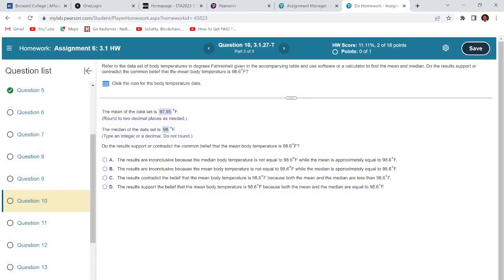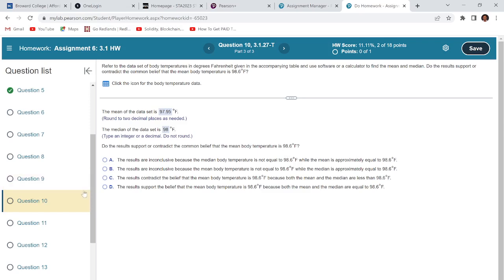So the next question is, do the results support or contradict the common belief that the mean body temperature is 98.6? Look at here, both of these data are less than 98.6. So these data are not supporting the common belief. Our choice: the results are inconclusive because the median body temperature is not equal to 98.6.